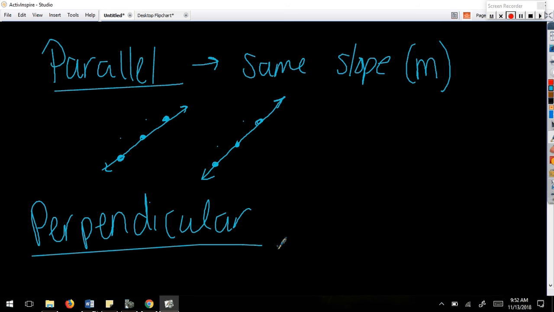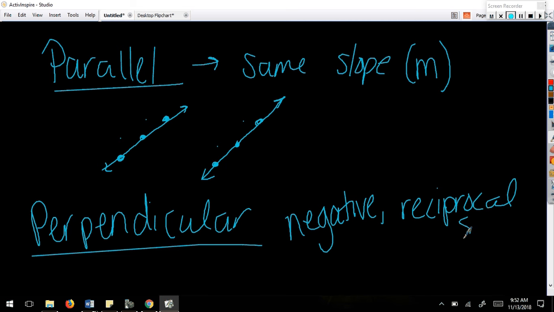Perpendicular is where they cross. So you have to think they're completely opposite on their slope. They have what we call negative reciprocal slopes. Even though it says negative, what I really mean is opposite sign. So if it starts out negative, it ends up positive. If it starts out positive, it ends up negative. So what I like to tell students is opposite.